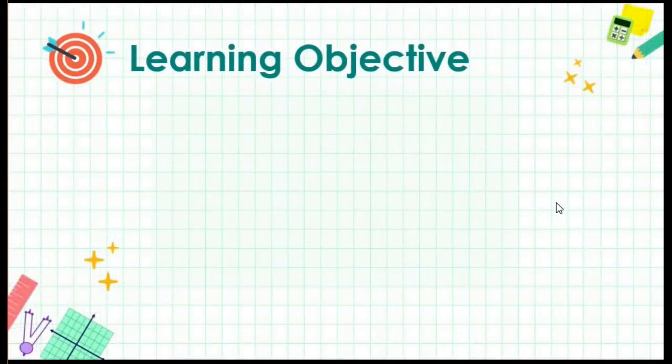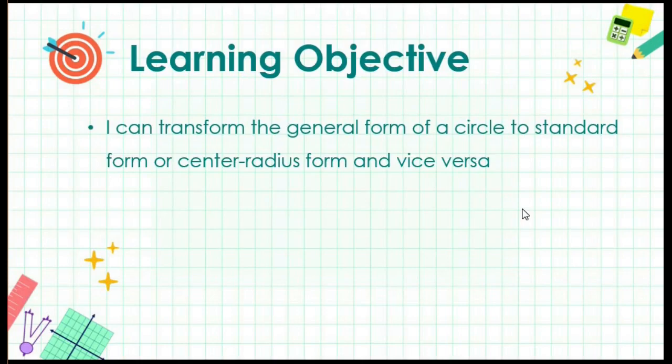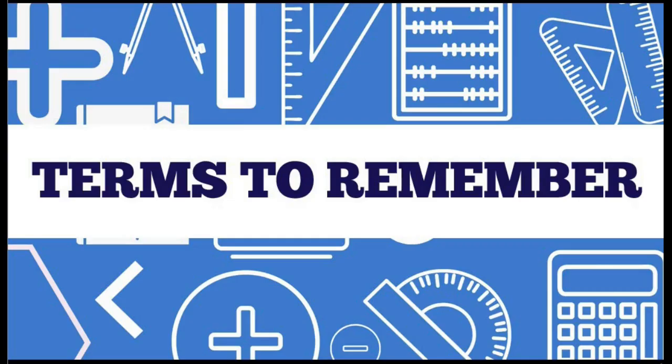To start off, here is the learning objective that hopefully we're going to achieve at the end of this video. That is, you should be able to transform the general form of a circle to standard form or center radius form and vice versa. Let me now begin the discussion by presenting terms to remember.